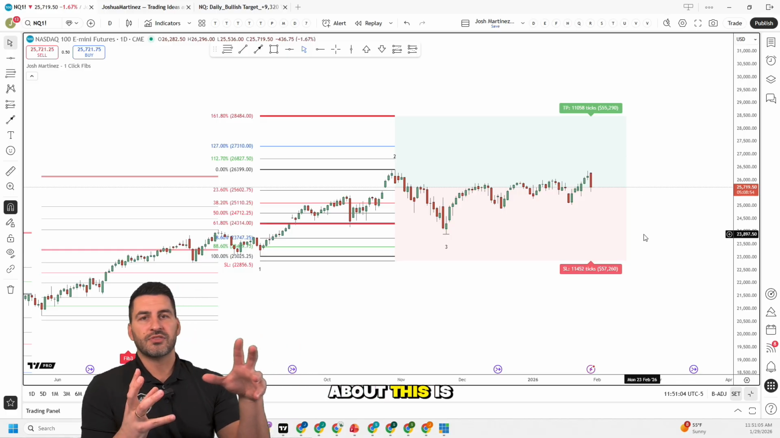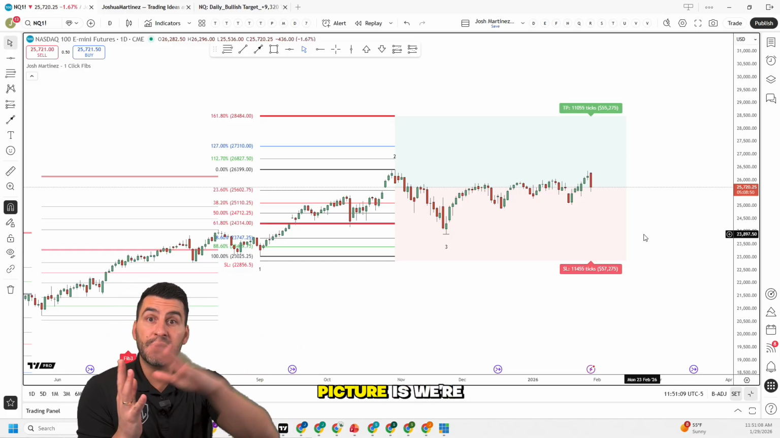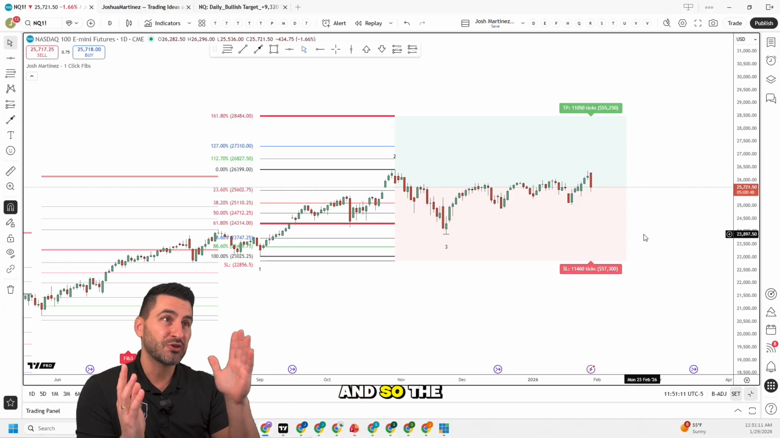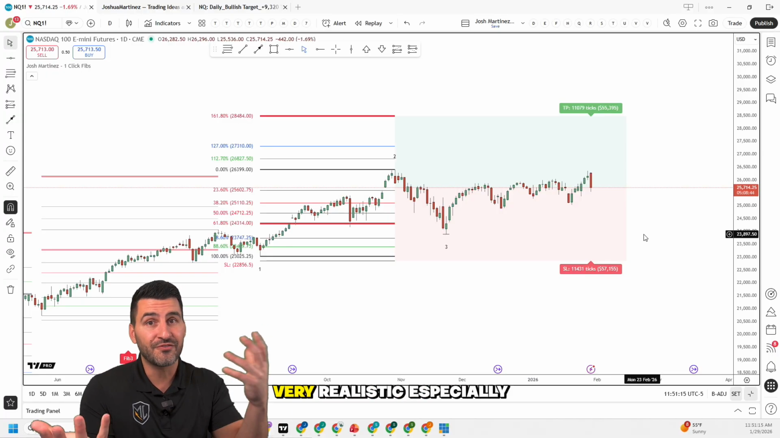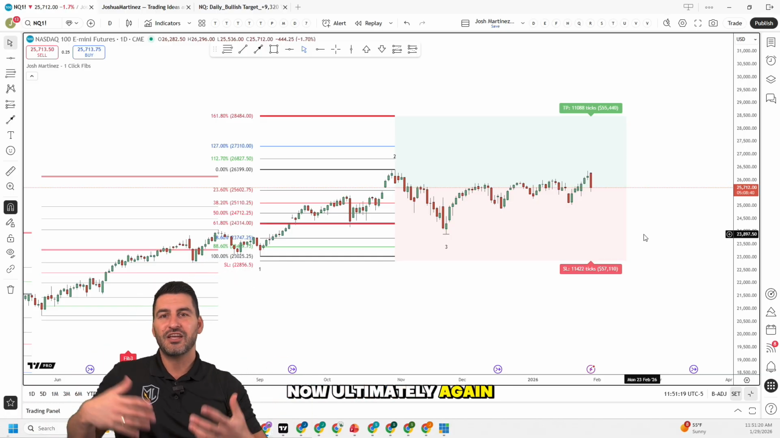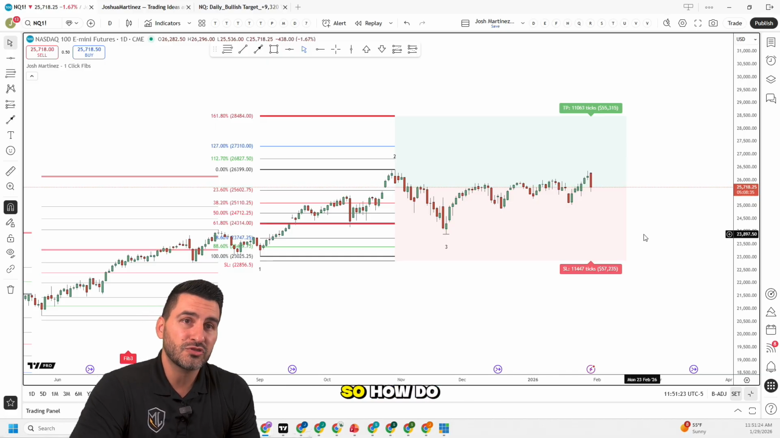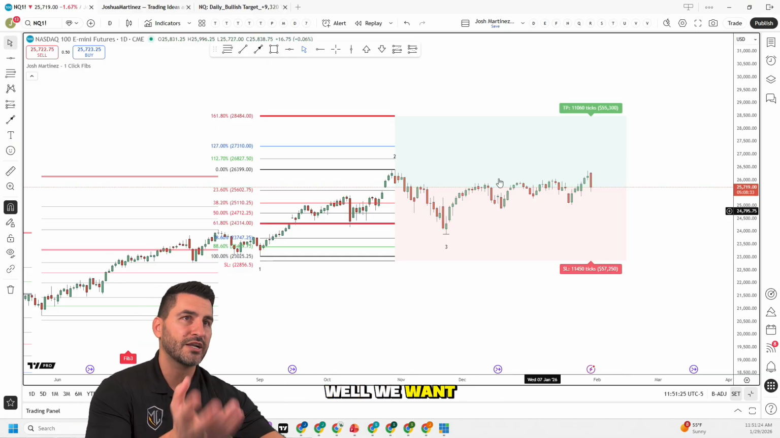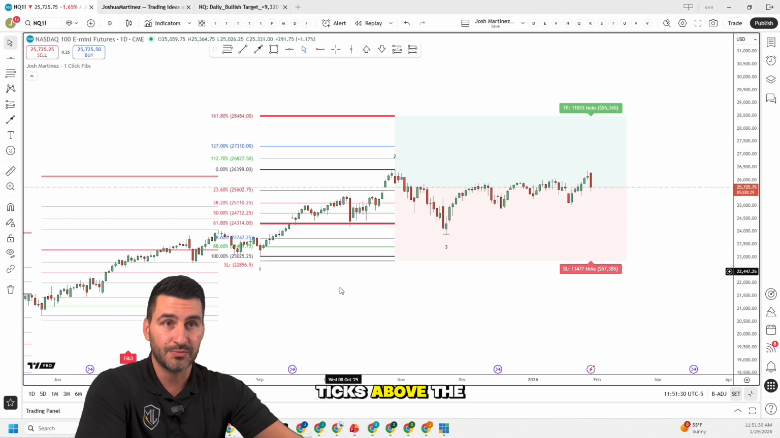So what's neat about this is because it's a daily time frame, we can understand that the bigger picture is we're in a bullish trend. And so the target of 28484.00 is very, very realistic, especially with the history of NASDAQ. Now, ultimately, again, there's no such thing as 100% absolutes or guarantees, and there's risk involved. So how do we minimize that risk? Well, we want to extract the end goal in mind, which is 11,000 ticks above the market.